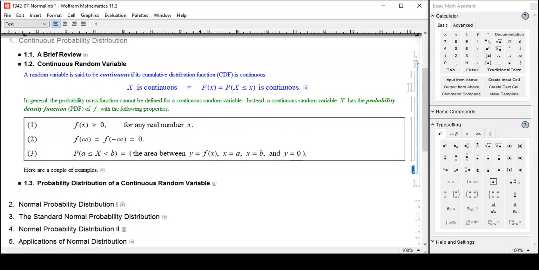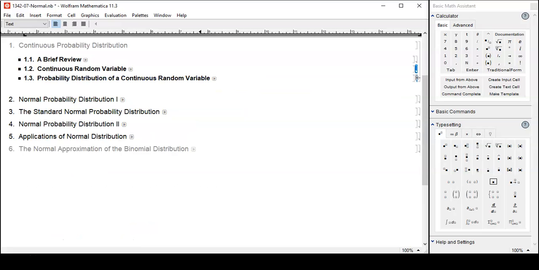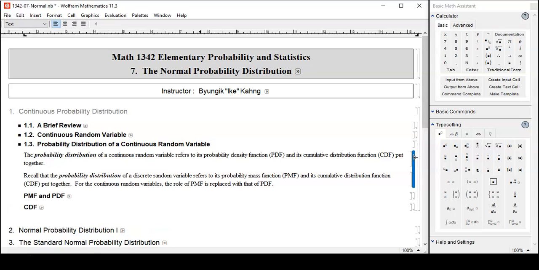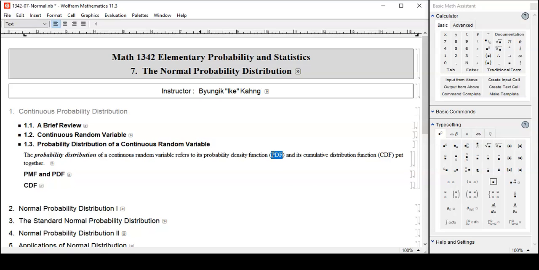Now, let's go over to probability distribution. I talked about the replacements. Yes, indeed. Please recall that for the discrete random variables, the probability distribution was the PMF and CDF put together, but we don't have a PMF here. Instead, we replace that with the PDF, the probability density function. So, the probability distribution of a continuous random variable refers to its PDF and CDF put together.